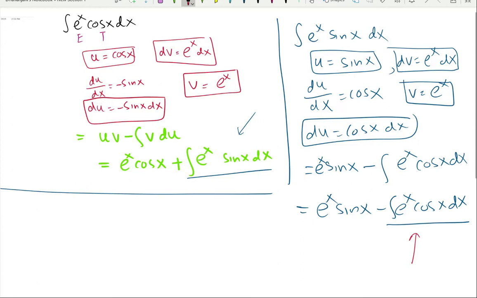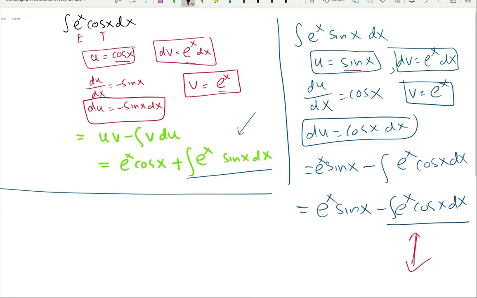But hang on a second, let's really look at this problem. Am I ever going to finish this problem if I keep integrating like that? Because look at the nature of this problem. My u is cosine and sine, and my dv is e to the x. The choice of u switches from cosine to sine, e to the x didn't change, and guess what you're going to get next time? When you integrate this one, you're going to get e to the x sine x to integrate. It's going to go forever, like a loop.